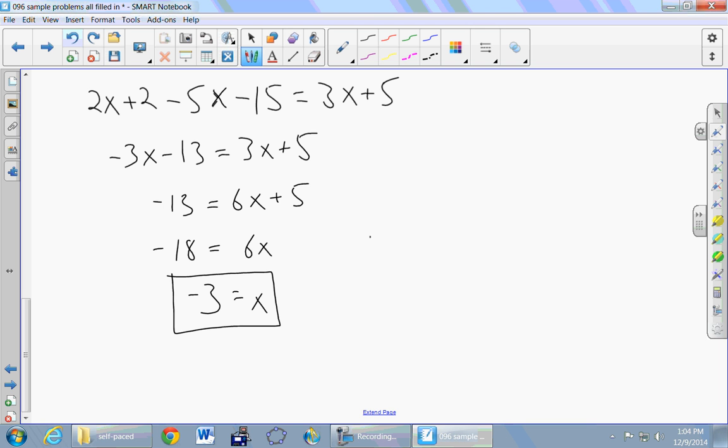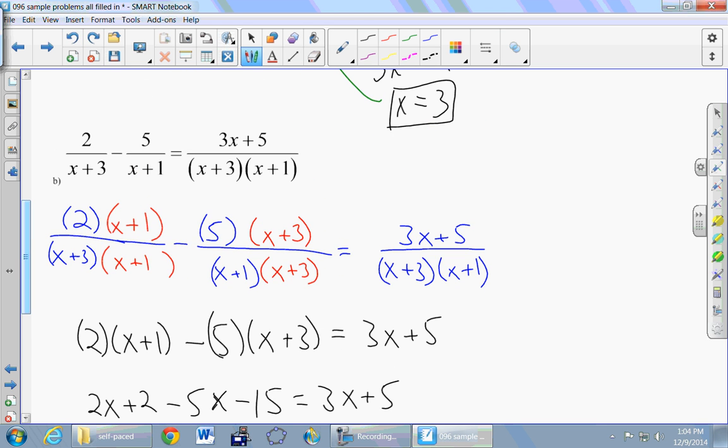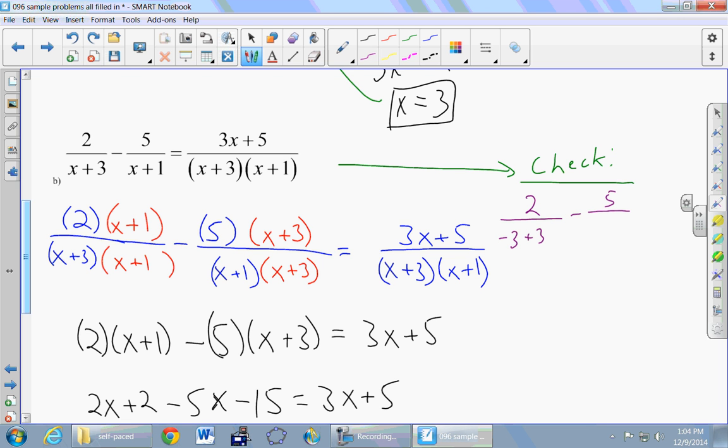And again, just like we said above, it's imperative to check your answer whenever solving equations involving algebraic fractions. So let's do our check on this one over here on the right. So all those x's are going to become negative 3's. So 2 over, instead of x plus 3, it's negative 3 plus 3, minus 5 over, x plus 1 becomes negative 3 plus 1, equals with a question mark. Upstairs, the x becomes a negative 3. And downstairs, the x's become negative 3's.